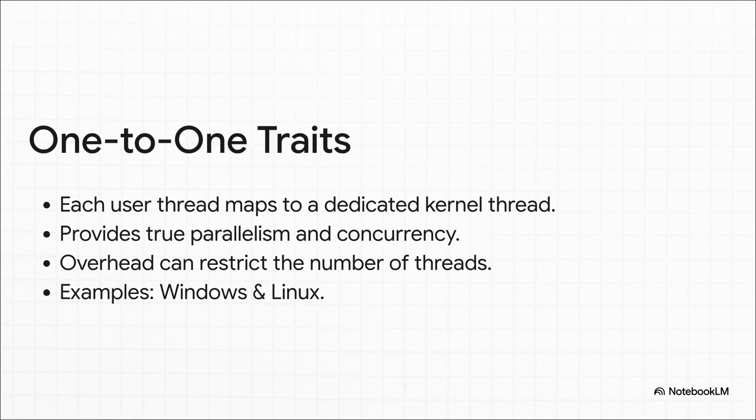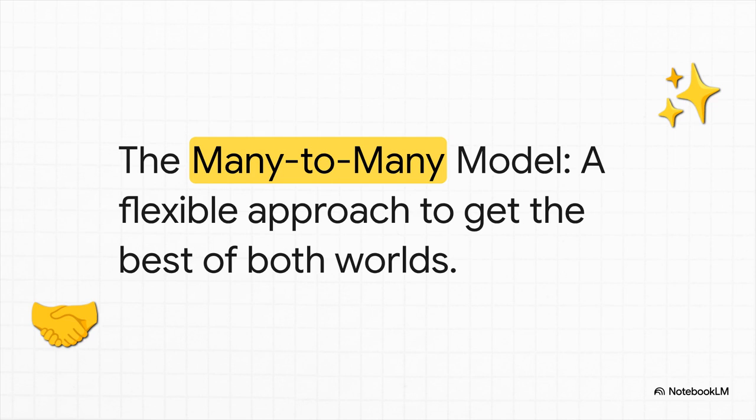Having a dedicated kernel thread for every user thread can use up resources, so operating systems will often limit the total number of threads an app can create. So that brings us to a really flexible hybrid approach that tries to get the best of both worlds, the many-to-many model.